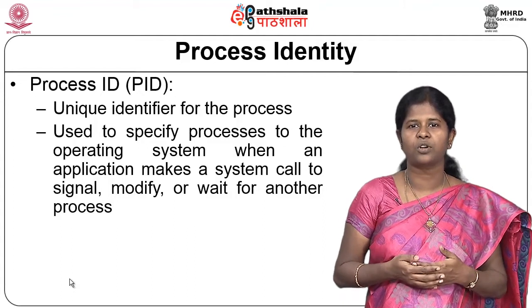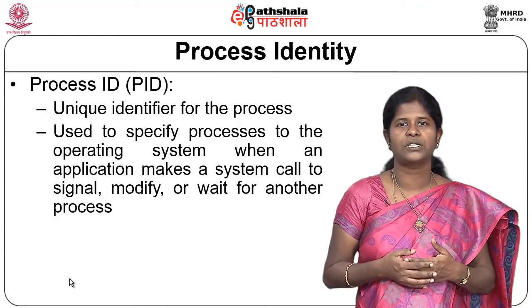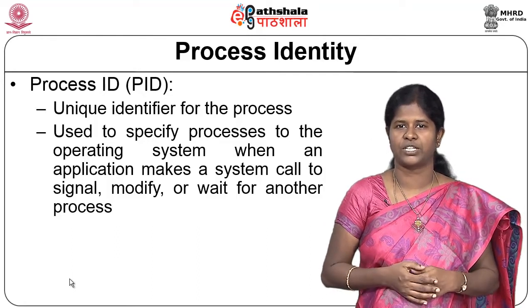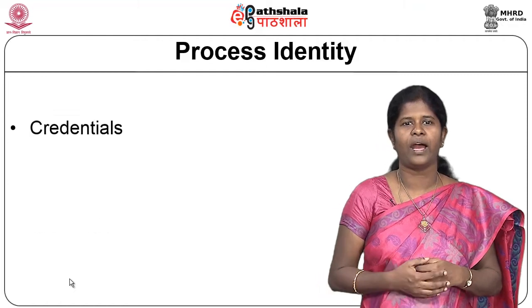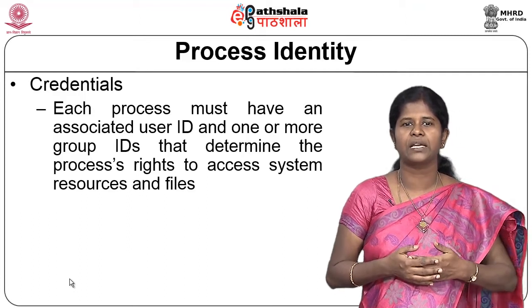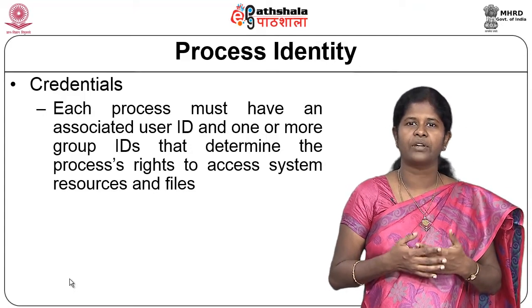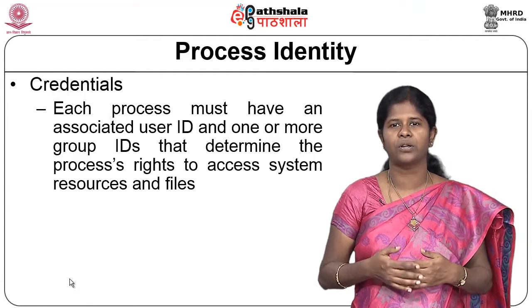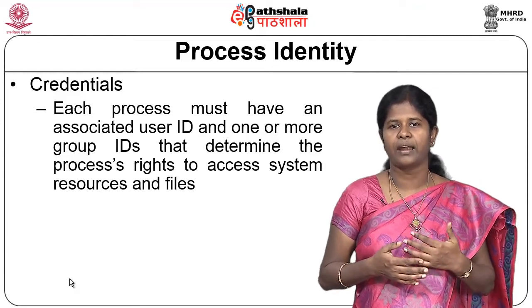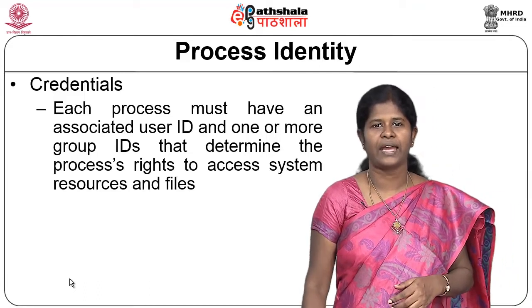When you want to make a system call to signal a process or to modify a process, say if you want to wait for a particular process, then this process ID should be given as argument to the calls which are doing these functionalities. And then you have something called the credentials. Each process has some IDs associated with it. One of those IDs is called the user ID, and then you also have one or more group IDs with which the process is associated, and these IDs determine the access rights of the process to access system resources and files.